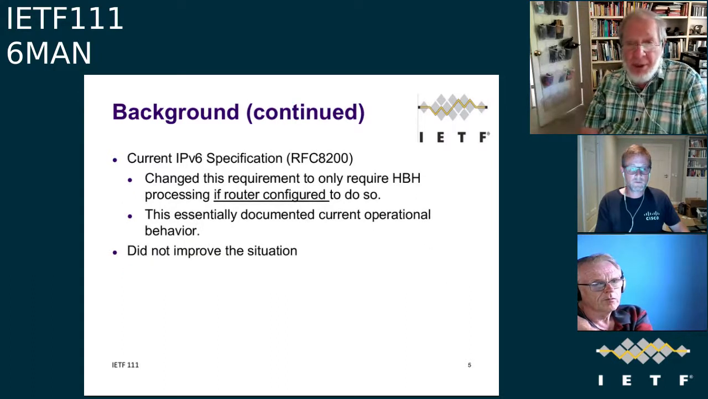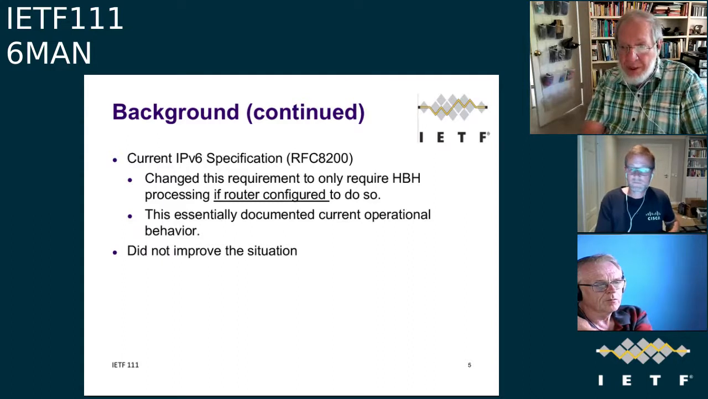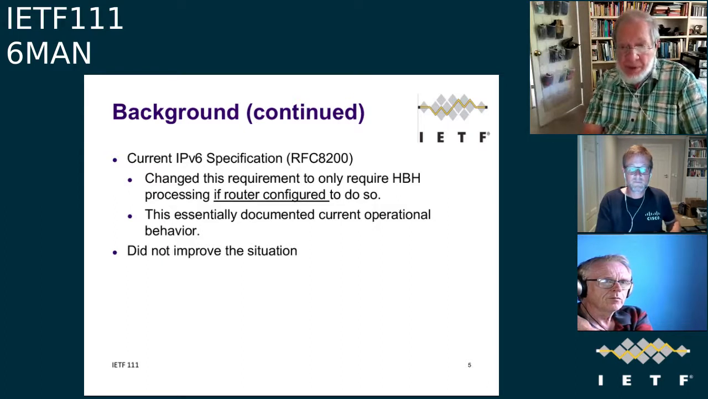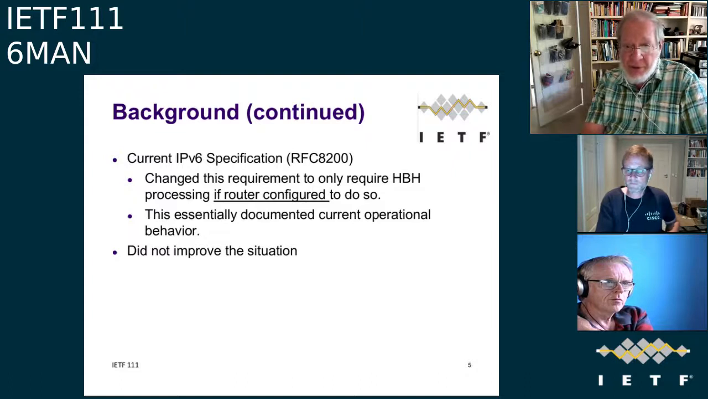It was a nice idea at the beginning. In 8200, this was changed a bit, so that you only had to do hop-by-hop options if you were configured to do so. This essentially documented the current operational procedure, but didn't improve the processing of hop-by-hop options. And there was some ambiguity in the text in 8200 as to whether this was talking about all hop-by-hop options or individual ones. If you treat it as all, it's sort of the same, but it could have been a little more precise, I think.